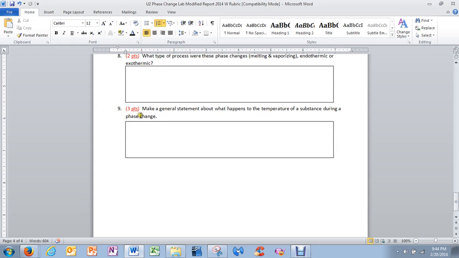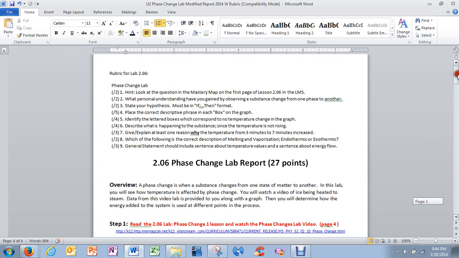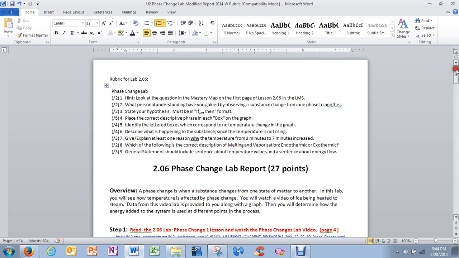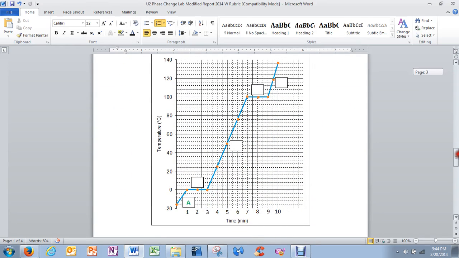Number 9, the final question. Make a general statement about what happens to the temperature of a substance during phase change. We want you to talk about, now let me go back up to the rubric at the top here. The general statement should include a sentence about temperature values and a sentence about energy flow. I want you to understand that energy flow is different than temperature values. As you can see in this graph, the temperature values are staying the same. The energy level is rising. So make a statement as to why you think that could be.